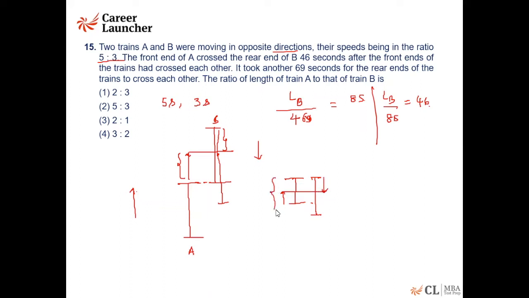So the total distance covered must be equal to the length of the train A. So this plus this is nothing but the length of the train A. Length of the train A plus 8s is equal to 69 seconds. So we can see very clearly LA is to LB must be equal to 3:2.